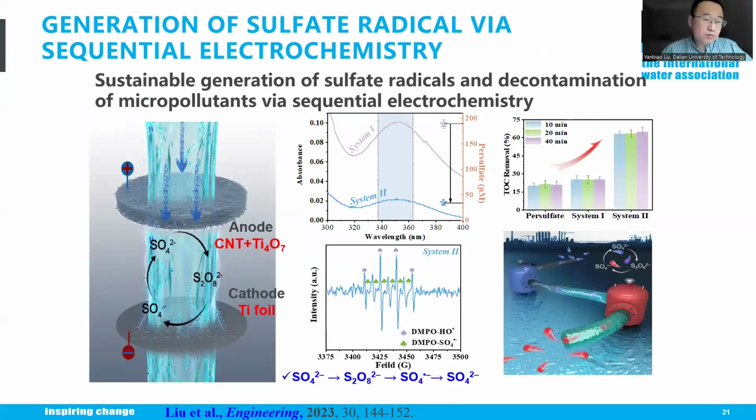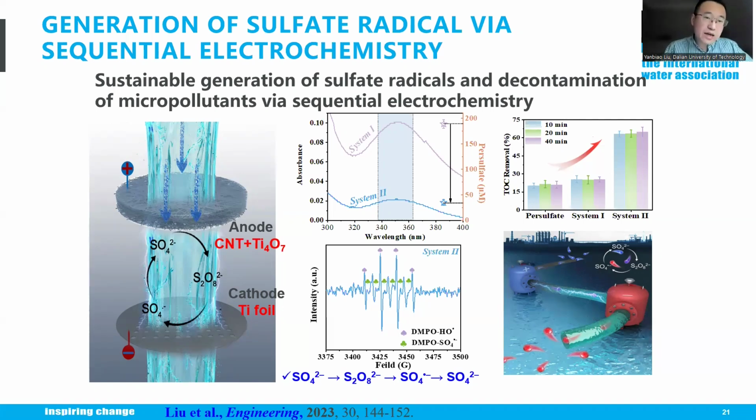Also, for persulfate-based AOPs, which is a hot topic in the environmental field, we need to add persulfate into the system. However, some industrial wastewaters also contain high concentrations of sulfate. So, can we make use of this sulfate to produce persulfate? With this aim, we have designed a sequential electrochemistry system.